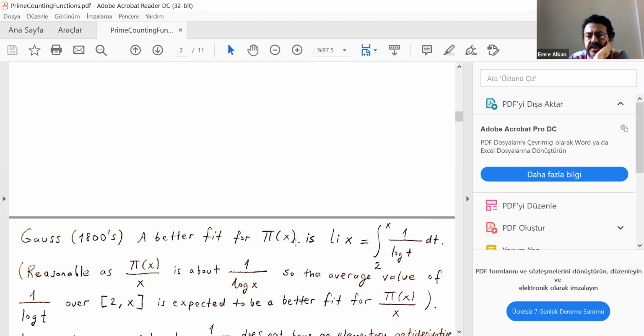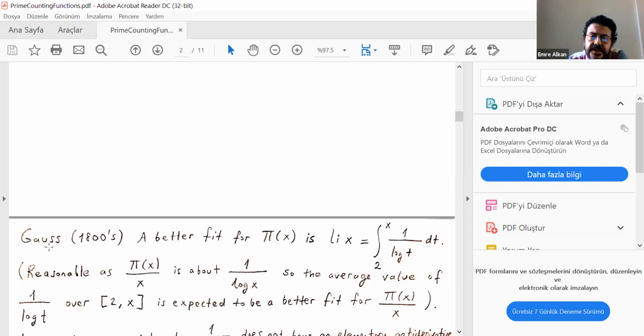So he just put this as solely an empirical observation. I mean, he didn't say anything about this. Gauss didn't attempt to make any justifications. He just made this remark that this is a better fit for pi of x. Now, of course, with today's standards, we can understand Gauss's prediction somehow.